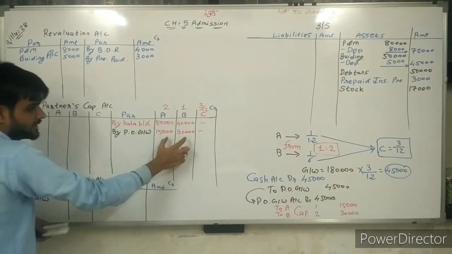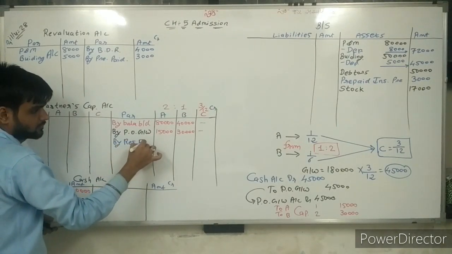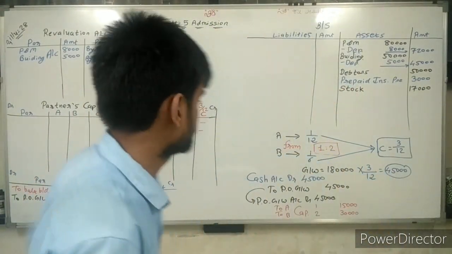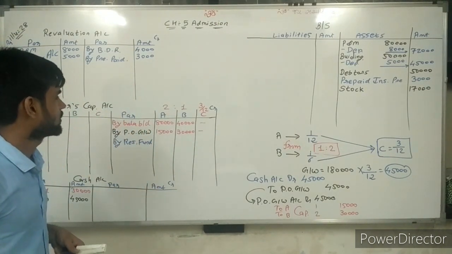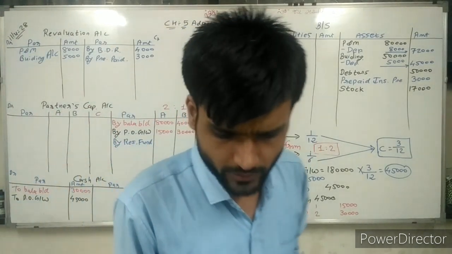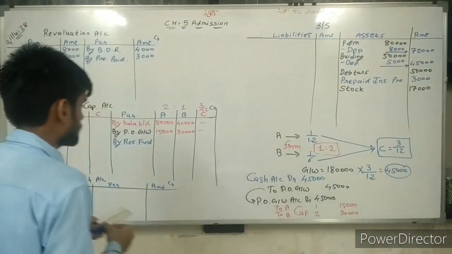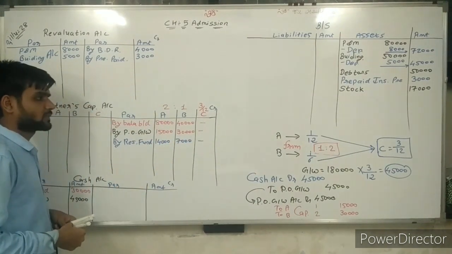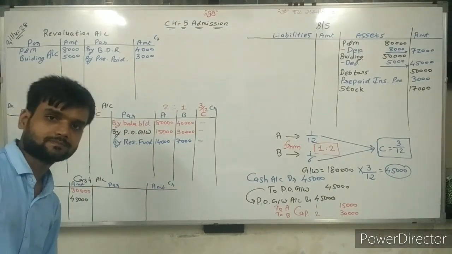Reserve fund is distributed among the partners in the old ratio. So reserve fund is distributed among the partners in the ratio of 2:1. Reserve fund is given 21,000. And 21,000 is distributed among partners in 2 and 1. So we can write its answer 14,000 and 7,000. That is 21,000 into 2 divided by 3, 21,000 into 1 divided by 3.